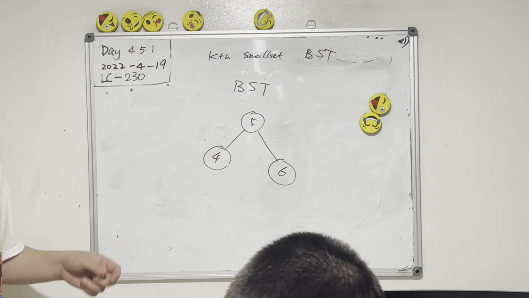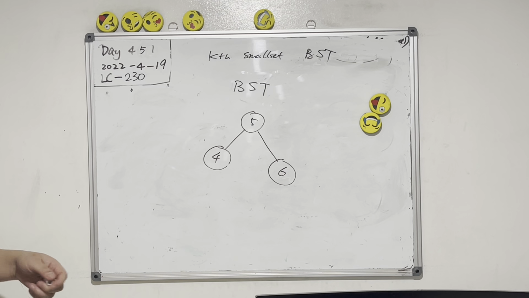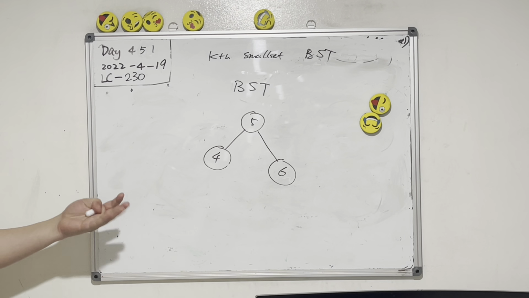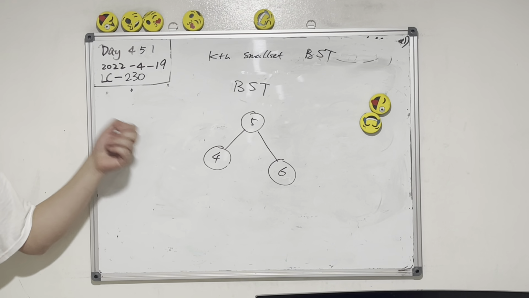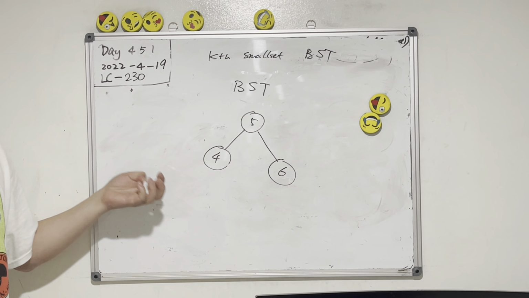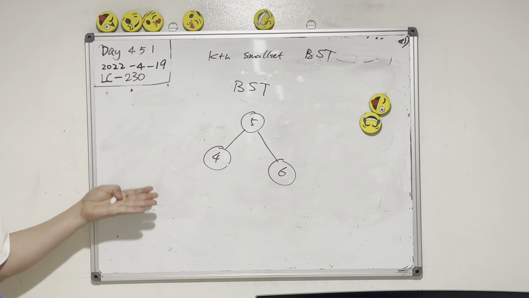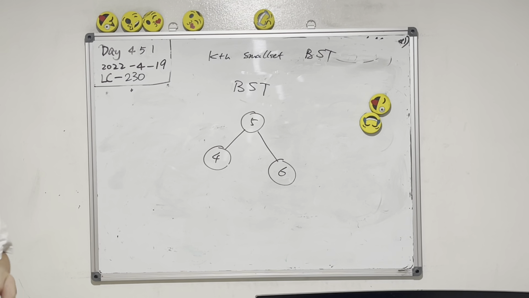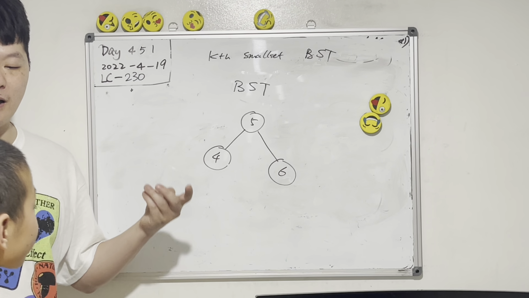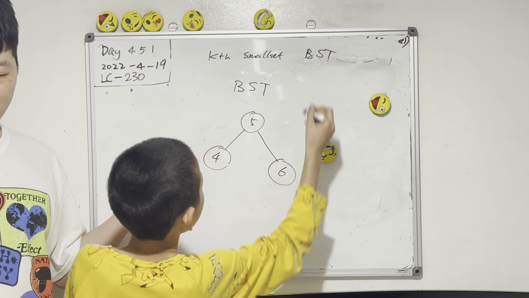In order. Okay. So yesterday we talked about this k-smallest binary search tree. We're using this in-order traversal in order to get a sorted list, and then we talked about the yield, the iterator yield thing.